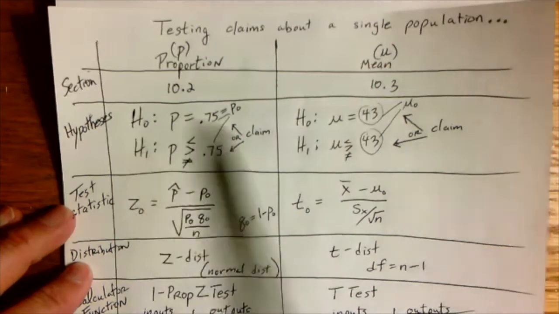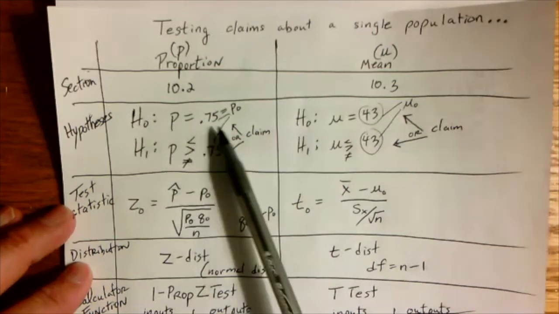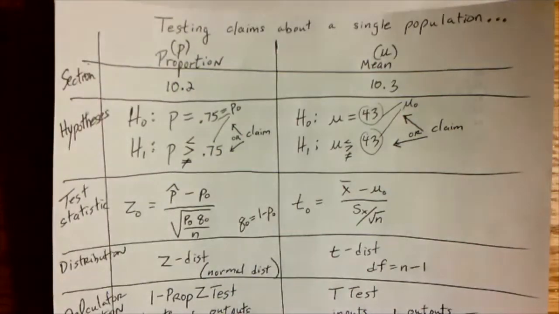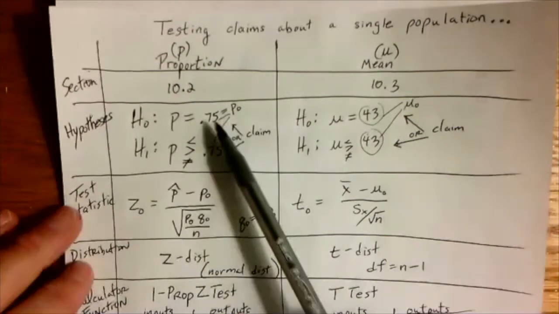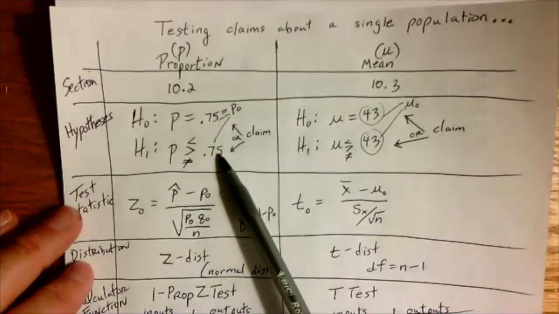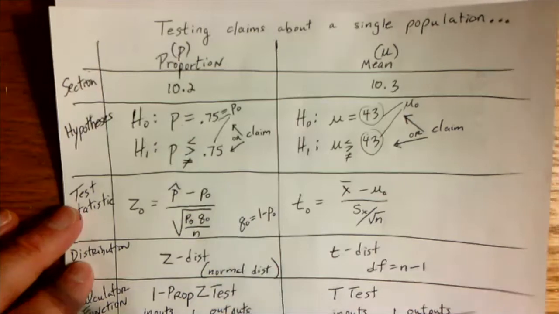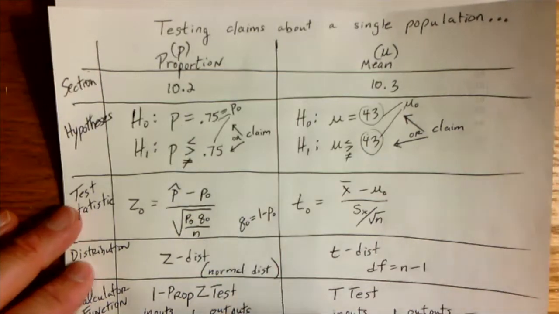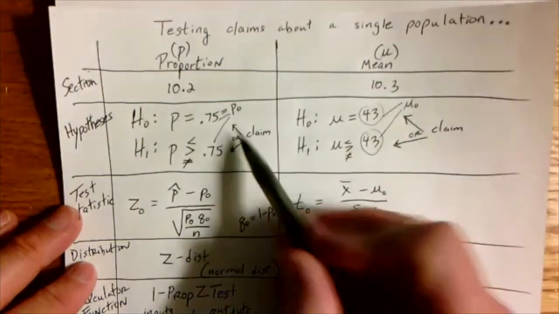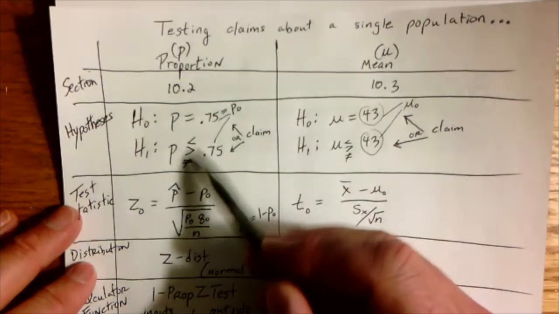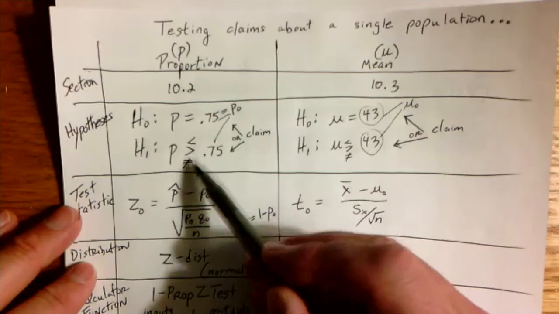For proportions, I just arbitrarily put this number in here, but it's got to be a decimal number somewhere between 0 and 1. And whatever number goes there is also going to go there. We don't want to use p hats here. We want to use only the p's. The claim can go in either. For the alternative, it really depends upon what the claim was. And you're going to use one of these three signs.